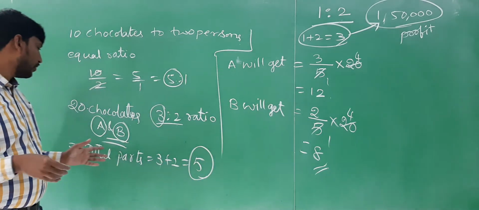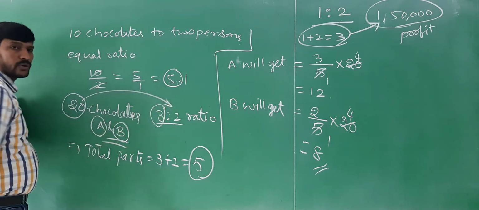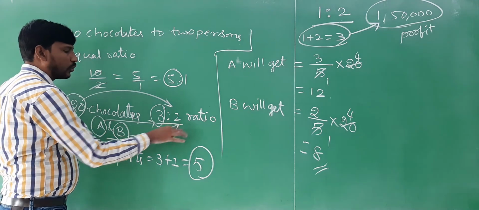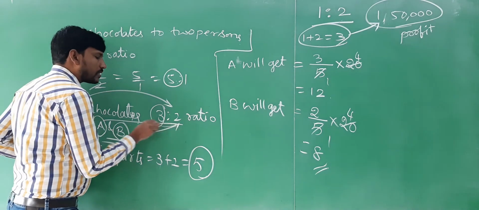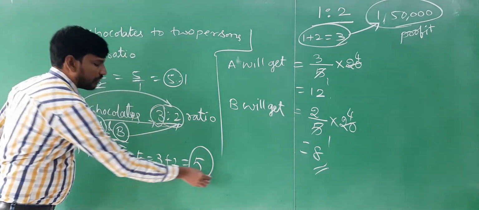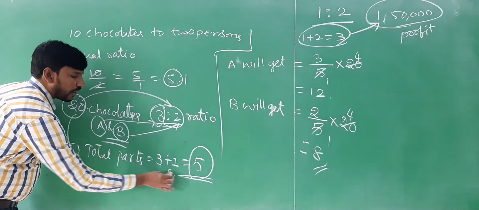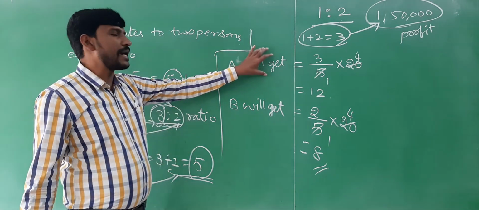See this here also, there are 20 chocolates. We need to divide them in 3:2 ratio, right? So A will get 3 parts and B will get 2 parts. We don't know how many parts there are, so the total is nothing but 5 parts. Okay, divide 20 chocolates into 5 equal parts. Out of 5 equal parts, 3 parts A will get.